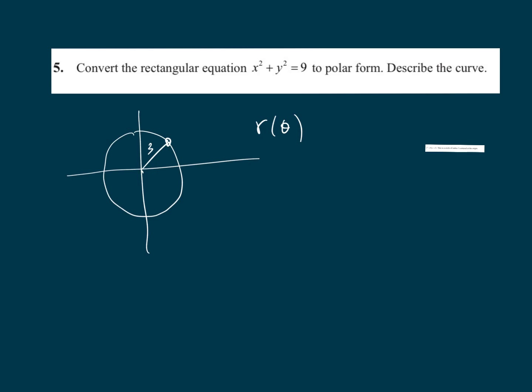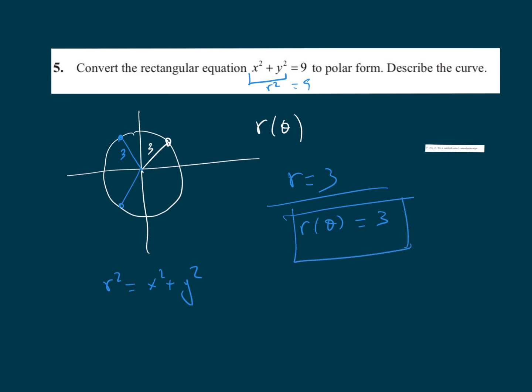This is the question. What is r of theta? So I see that for any theta that I plug in, the r is 3. For any theta, the r is 3. So the equation in polar coordinates is r equals 3. If you prefer, because r squared is equal to x squared plus y squared, you write r squared equals 9, so r of theta equals 3 is the polar equation of this rectangular equation. Let's go to the next problem.